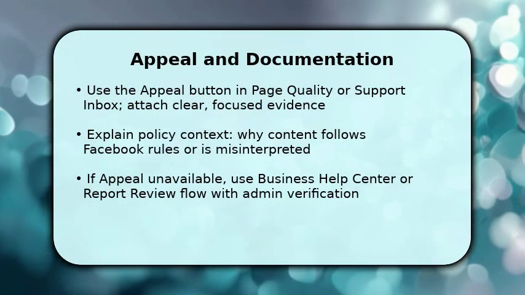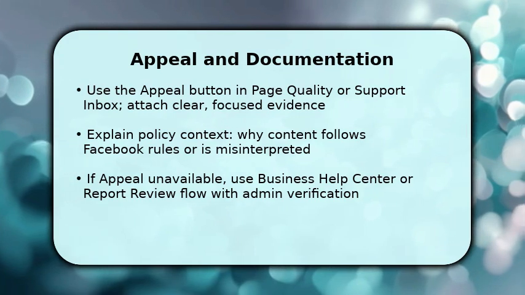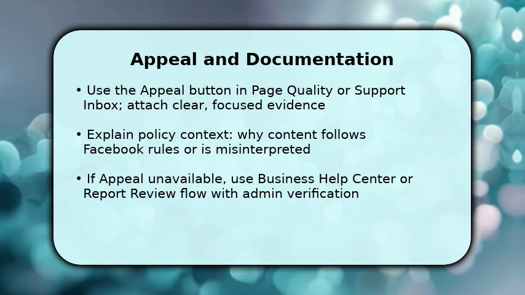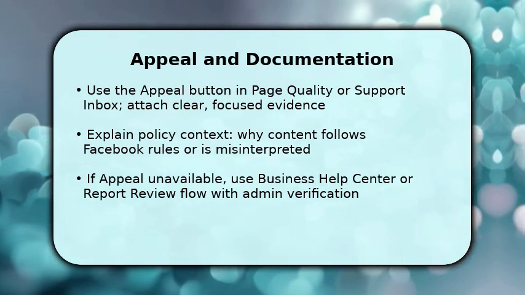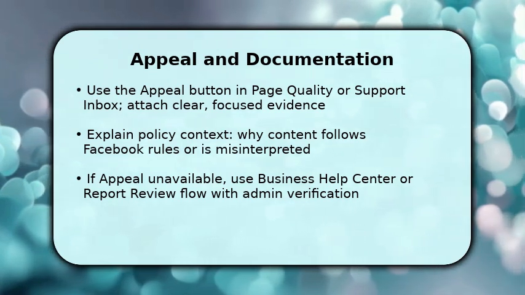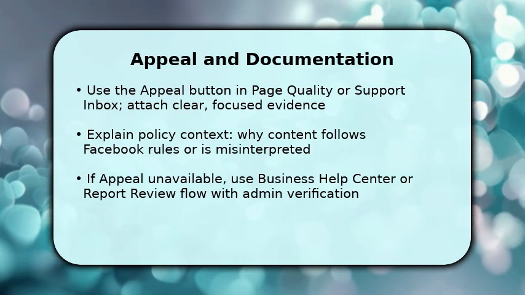Next, you file the appeal directly from the report entry. Click Appeal or Request Review, then attach your collected evidence and write a concise explanation that links facts to Facebook policy. Explain why the content complies or why the report is false.